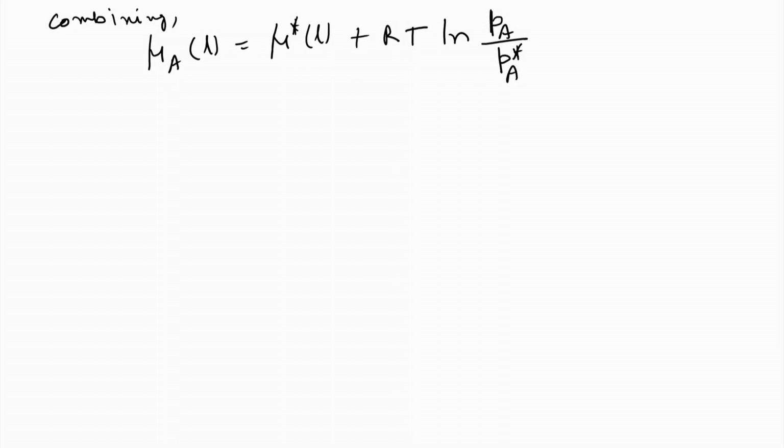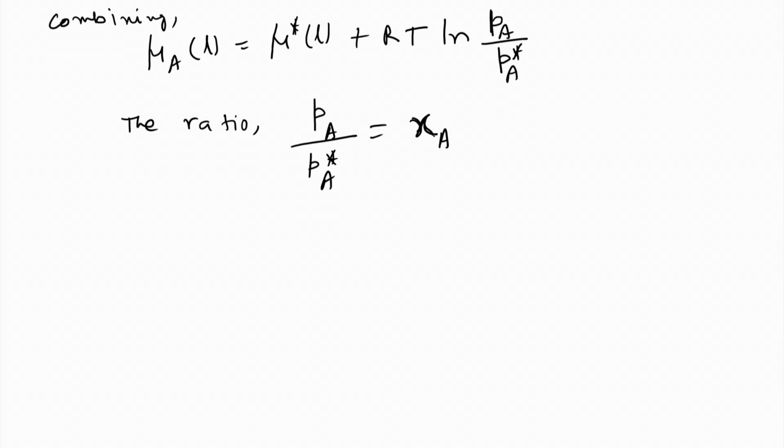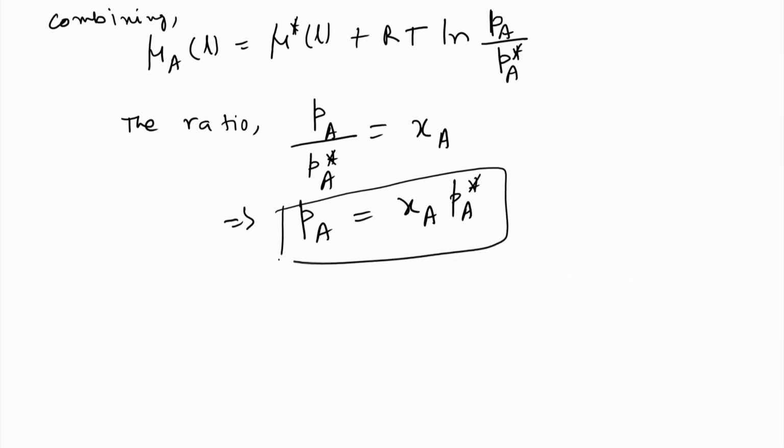Okay, so this ratio, PA by PA star, is nothing but the mole fraction of component A. Or we can write PA is XA times PA star, and this is known as Raoult's law. We have already studied Raoult's law. Okay.